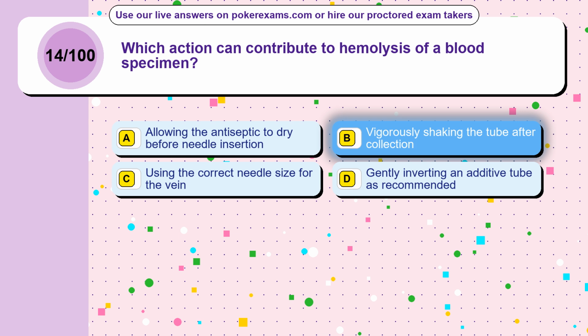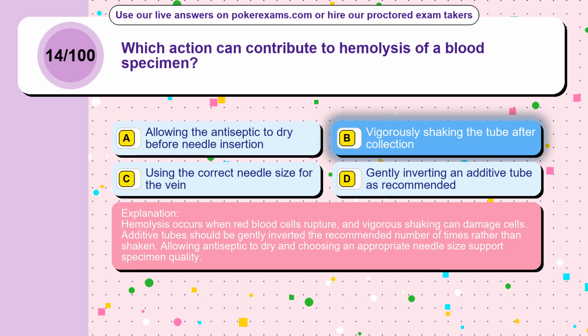The correct answer is option B. Vigorously shaking the tube after collection. Hemolysis occurs when red blood cells rupture, and vigorous shaking can damage cells. Additive tubes should be gently inverted the recommended number of times rather than shaken.